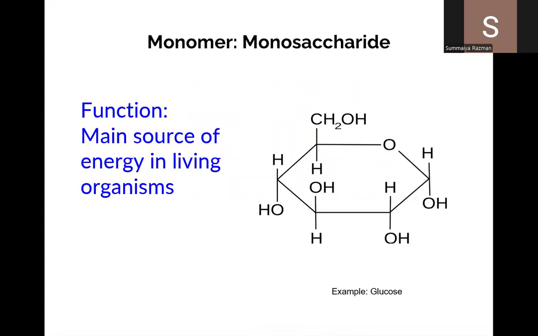The monomer for carbohydrate is monosaccharide, or simple sugar, an example being glucose. You can see in the structure here how the glucose has carbon, hydrogen, and oxygen in it. This has a role in being the immediate or main source of energy in living organisms.